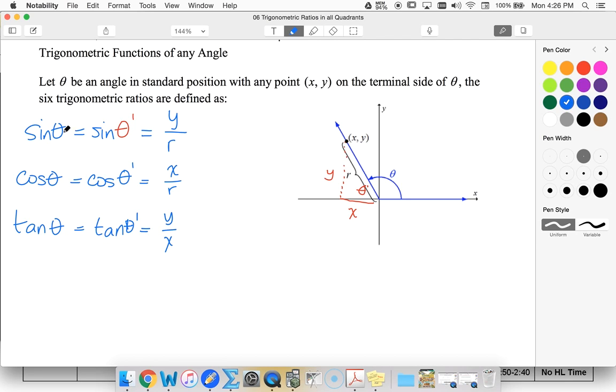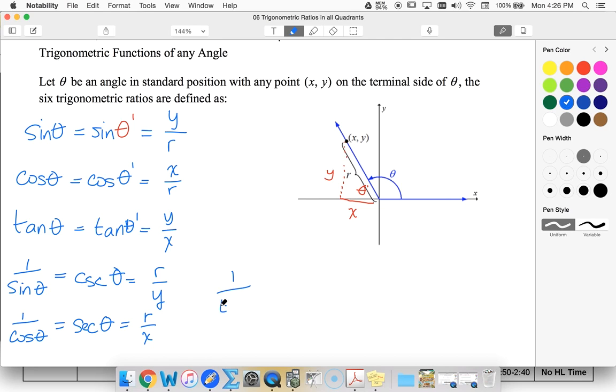And now if I find the reciprocal of each of these, I get the last 3 to make a total of 6. So 1 over sine theta, we call the cosecant of theta, and that is the reciprocal, r over y. The reciprocal of cosine, I call secant, and that's going to be r over x. The reciprocal of tangent, I call cotangent, and that's going to be x over y.